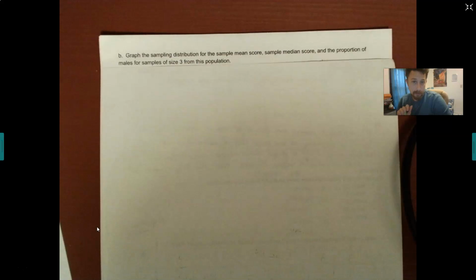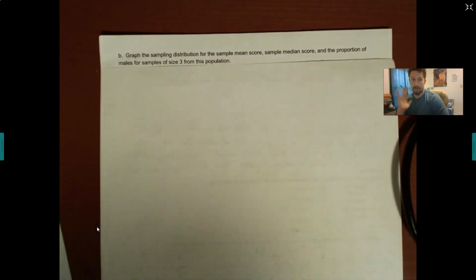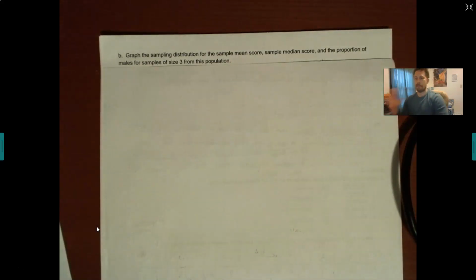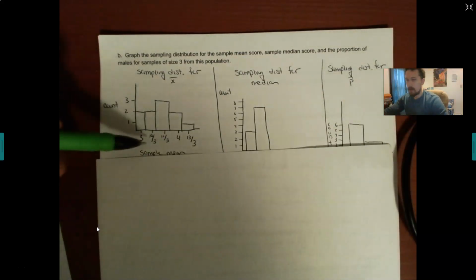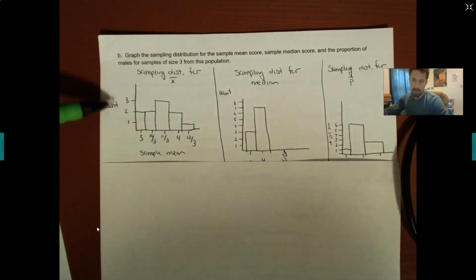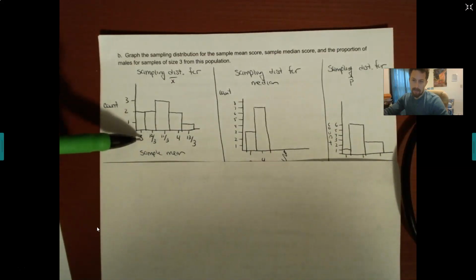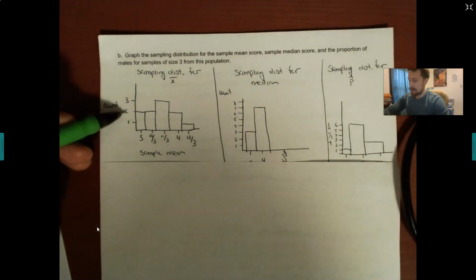Graph the sampling distribution for the sample mean score, sample median score, and the proportion of males. So we look at our table and make a graph for each of those statistics. First, we're going to look at the mean. I made a histogram. You can see here I have sample mean labeled on the x-axis, and the count. If you go back to the table, how many times does a mean of 3 pop up? It popped up twice.